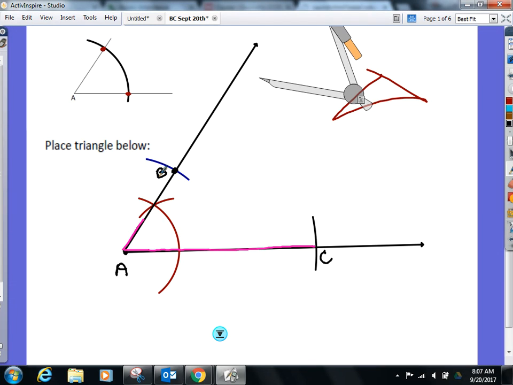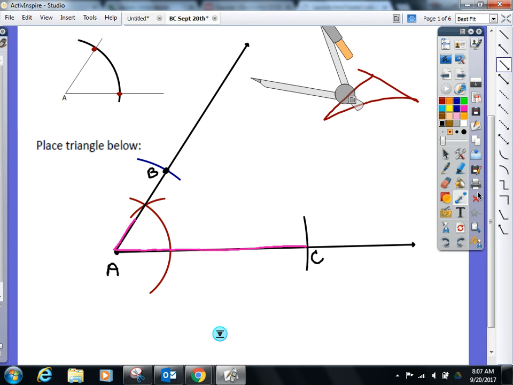What line segment do I have to draw in now? I have AC. I have angle A. I have AB. How do I finish this triangle? BC. There we go. There it is. So you have a triangle. It's got three sides. Does it have side AC? Yes. Does it have angle A? Yes. Does it have AB? Yes.